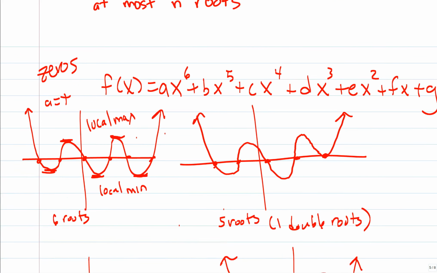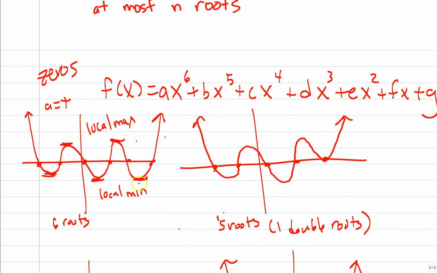Versus an even function, where we can have local min and local max, but one of the local mins or one of the local maxes, depending on the direction, will be the actual min or the actual max. Why? Because of the beginning and ending behavior. You will either always go up on both sides or down on both sides. One of the local max or local min will be the actual max or min, depending on whether it opens up or down. Once again, each of these peaks gives us a local min and a local max, okay?